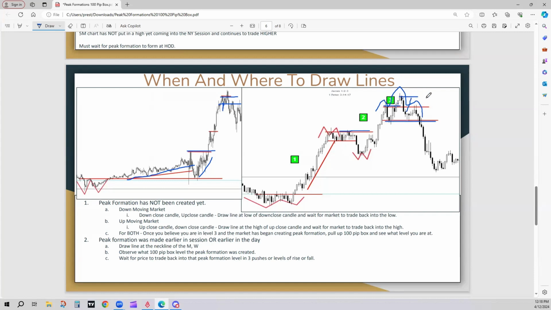But that's okay because that's still a peak formation high at the high of the day. And I can go down on the 1-minute chart. Look, engulfment, pin hammer, then it dumps back down through the low.